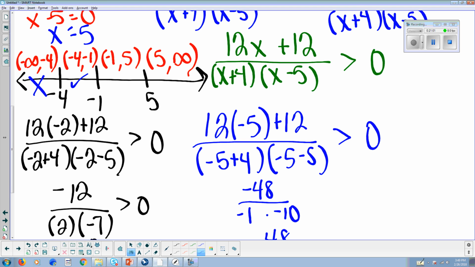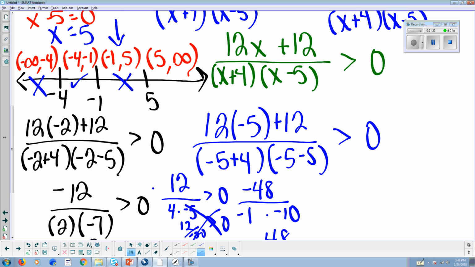Okay, next test the interval between negative 1 and 5. That one contains the 0. That's an easy one to test. If I substitute in a 0 for x, I'm going to get 12 in the numerator. And in the denominator, I'm going to get 4 times negative 5, which is going to be 12 over negative 20, which is a negative, which is not greater than 0, so reject.